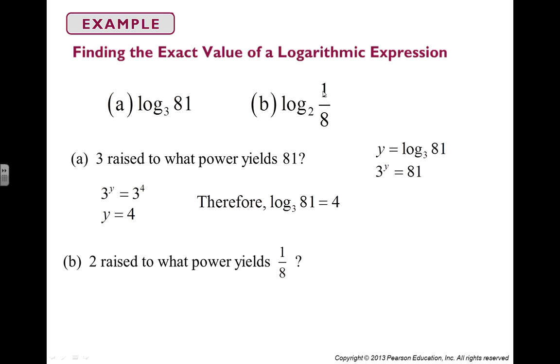All right, let's look at b. Log base 2 of 1/8. So my base is 2. We're going to raise it to some power, and it's going to equal 1/8. Well, I know if I have a fraction, then my exponent has to be negative. So I look at 2 to the what equals 1/8. Well, I know 8 is 2 to the 3rd power, and since it is in the denominator, that means I have a negative exponent of 3. So log base 2 of 1/8 is equal to negative 3.